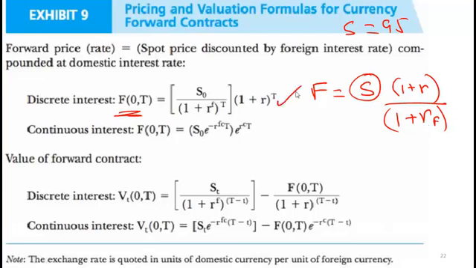So this formula should look familiar. Now, is this the price or value formula? This is the price of the forward contract. So if I say that I'm going to buy dollars at 95 rupees to the dollar, that's the price of the forward contract. As you might imagine, this can also be expressed in terms of continuous compounding, but we are not going to worry about it. Just that should be good enough.